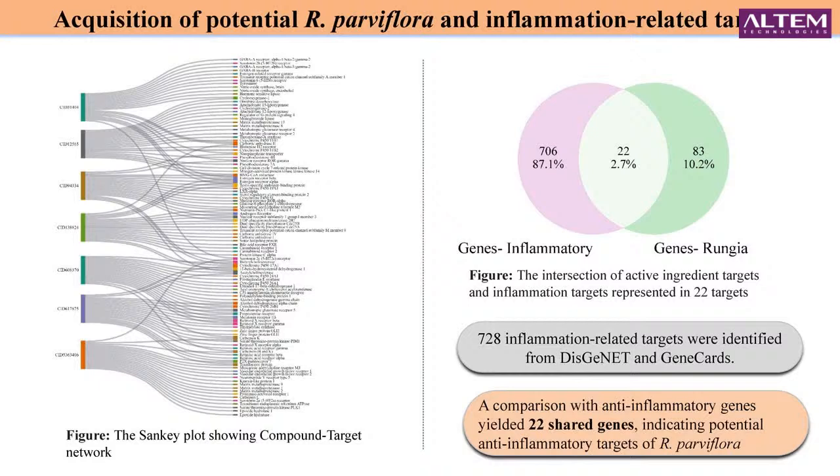Then we went ahead to retrieve 728 targets related to inflammation from DisGeNET and GeneCards, and the genes linked with the compounds were compared to anti-inflammatory genes. And this Venn diagram was constructed, resulting in a gene interaction chart. And here you can see that 22 shared genes indicated potential anti-inflammatory targets of Rungia pectinata.